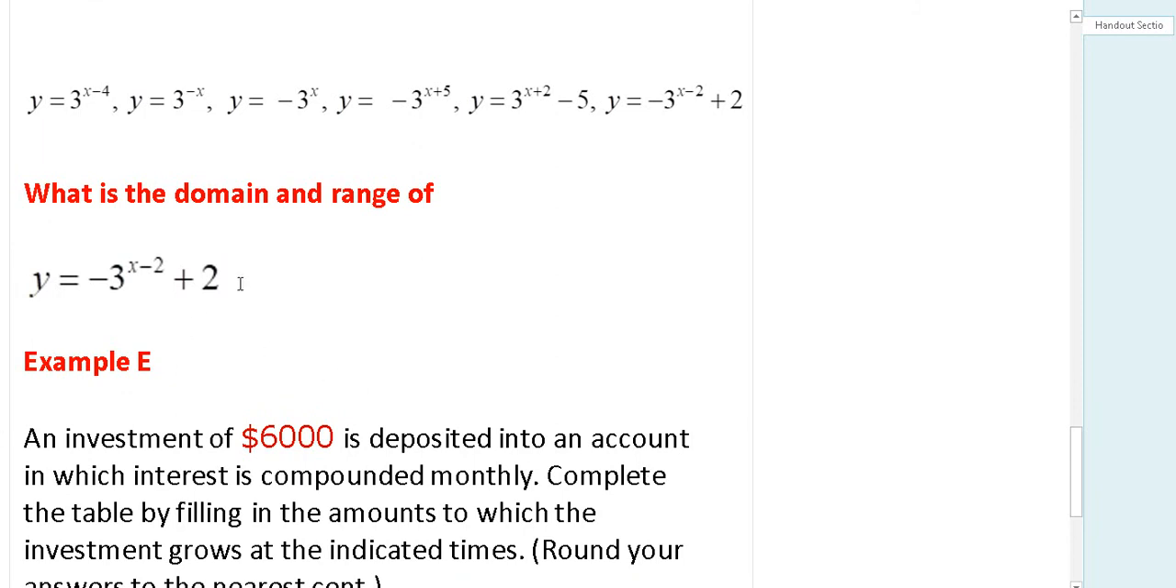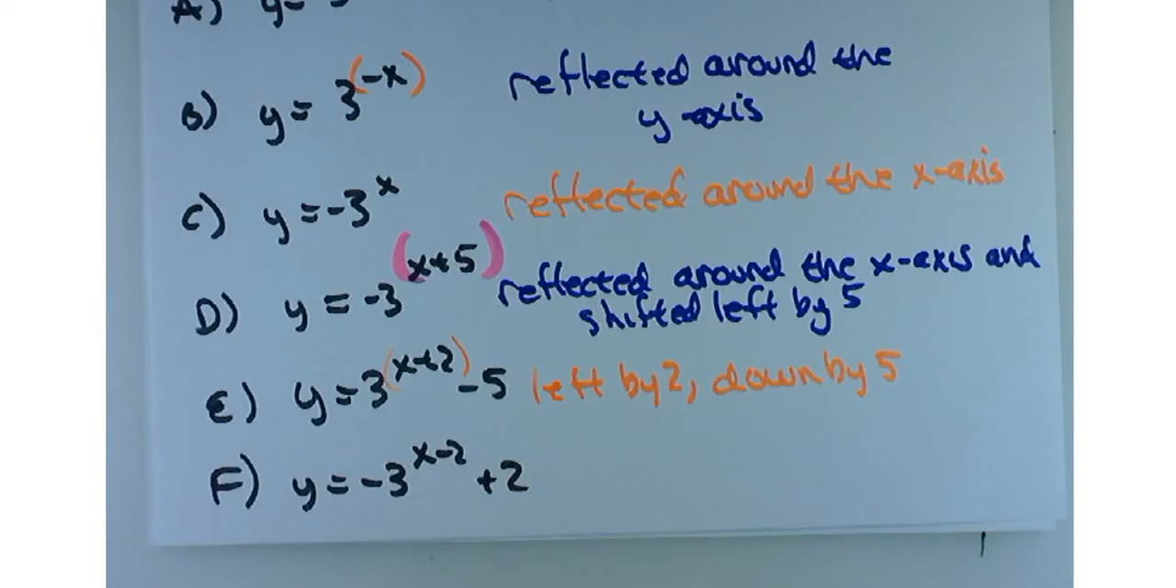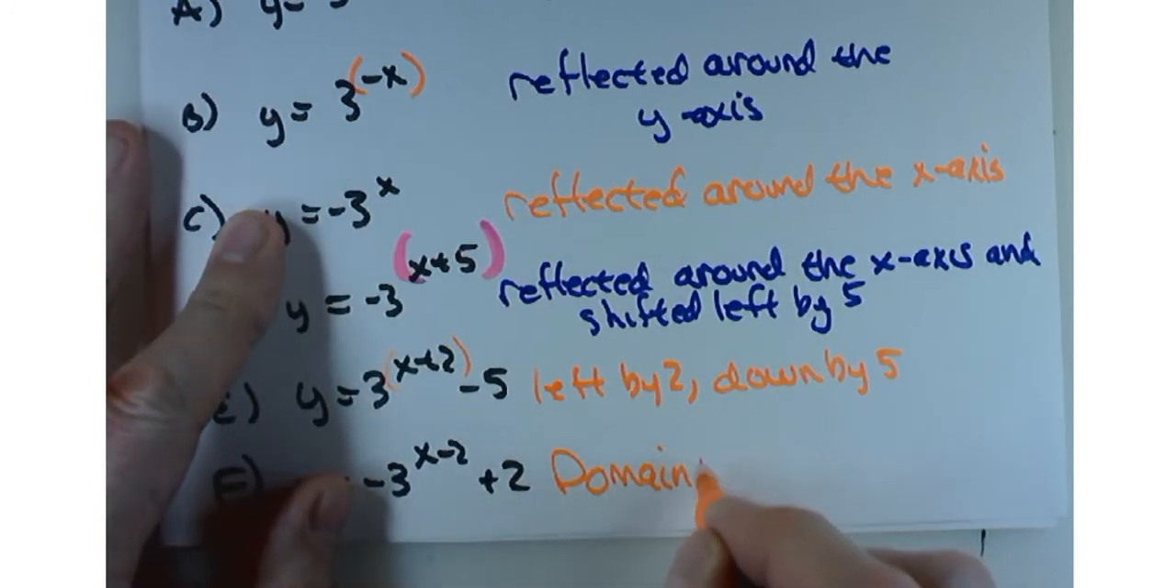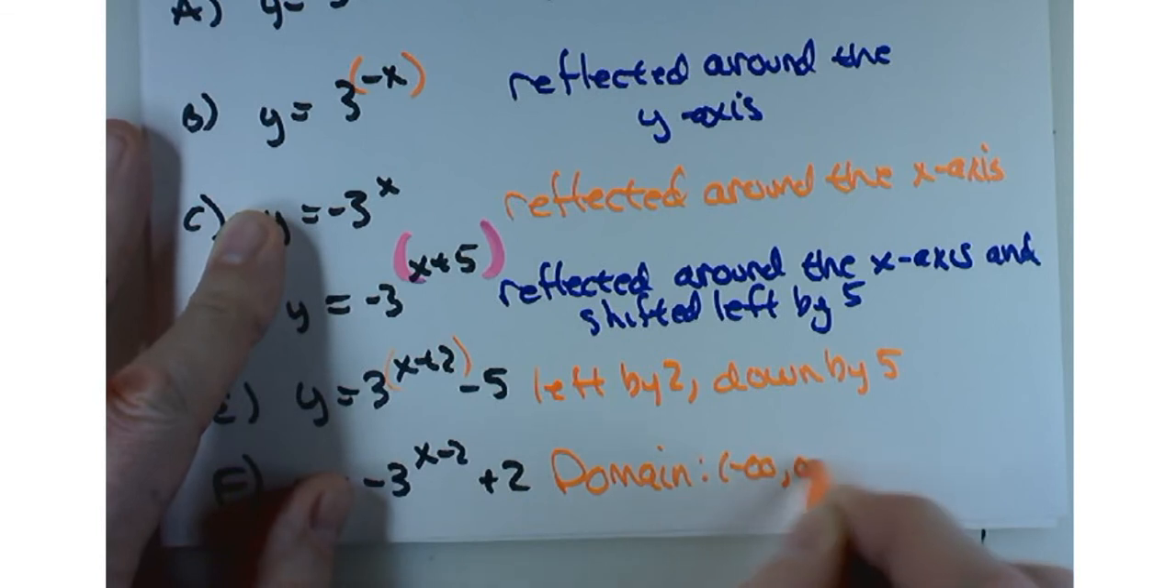So, do you want to try this one? Kind of the same, just a little different. Negative 3 to the x minus 2 plus 2. Find the domain and range of that one. Well, maybe you can start me out with the domain. What do you think the domain of this one's going to be? Yeah, negative infinity to infinity, or better yet, famously, script R. I like script R.